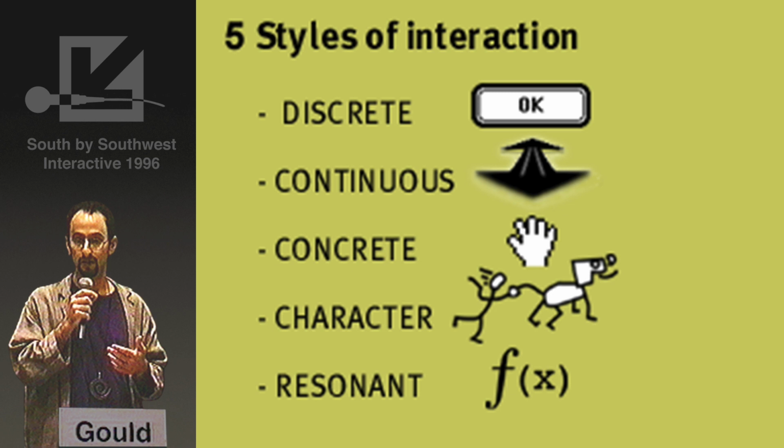The Macintosh Finder is an example of a concrete interaction space where you can grab files and put them in folders. Even though the cursor is a pointer and not a hand, the interaction itself is concrete. Character interactions we see a lot in games, where it's a second person kind of vicarious experience through that second party. And resonant interactions are more flexible, malleable, not a direct interface element that's present, but a deeper algorithmic relationship between the participant and the content.